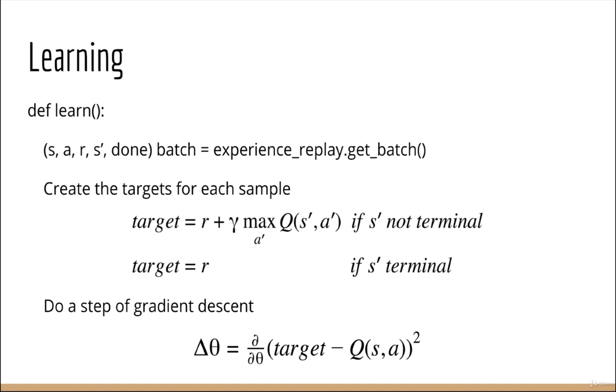In particular, the target for a given R, S prime is R plus gamma times the max over A prime of Q of S prime, A prime. It's important to remember that if the done flag is true, that means S prime is a terminal state, in which case the target is just R, the reward. Then we update the parameters of the main network using the squared error between the prediction and the target.